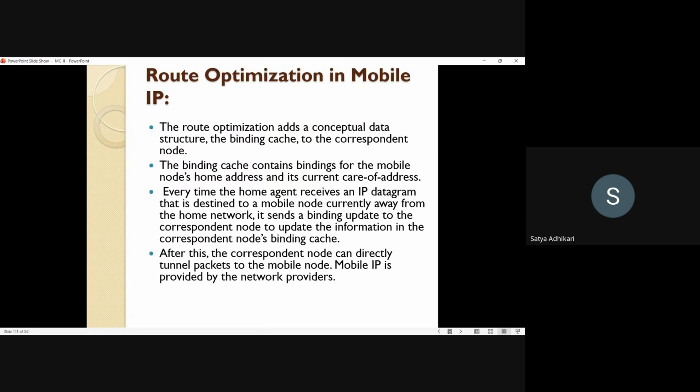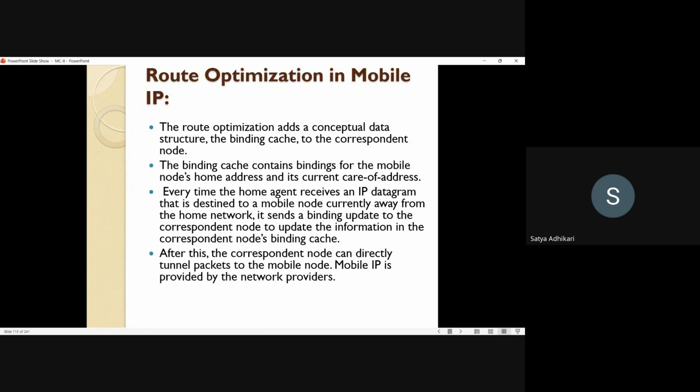So this is the route optimization. That is previously what was done. The correspondent sends data to the home agent. The home agent makes a tunnel to the foreign agent. Then data comes to the foreign agent. Then it is delivered to the mobile node.